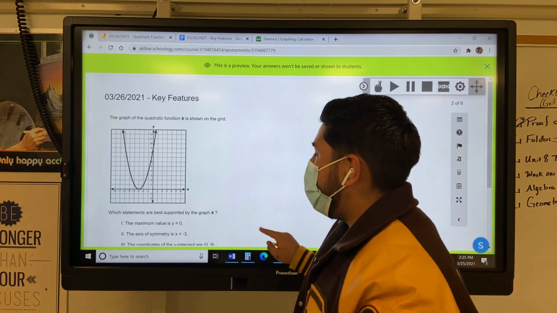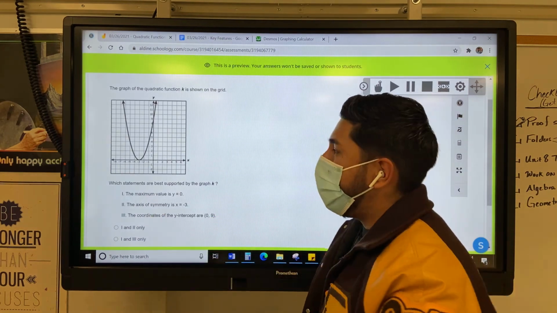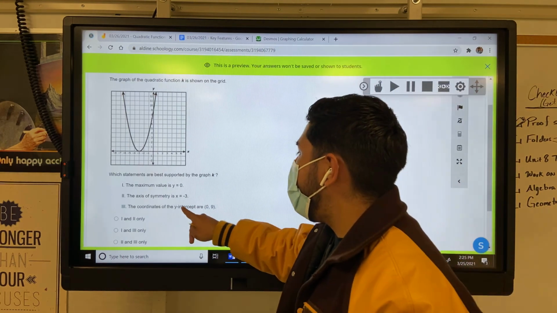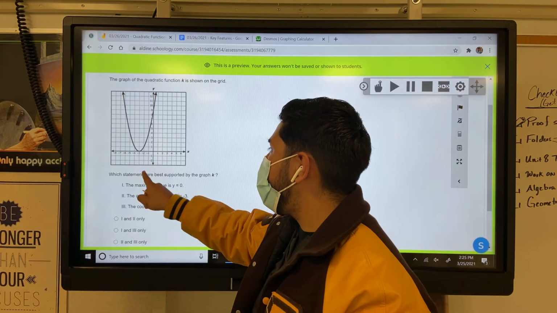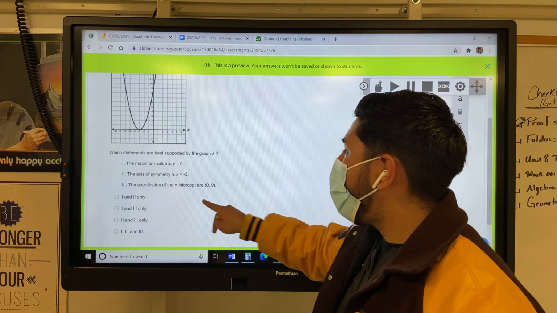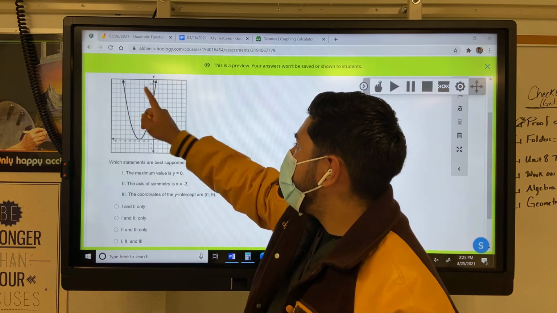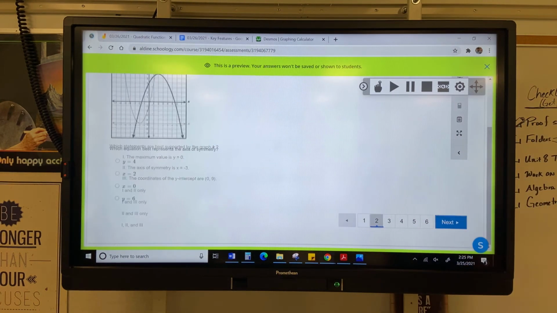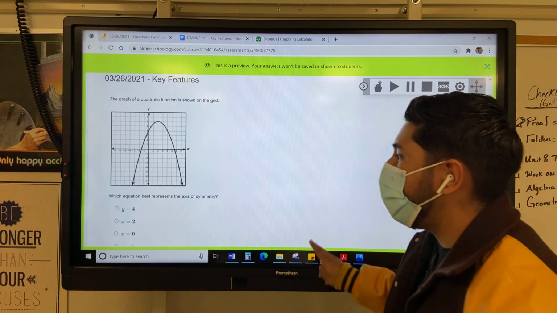You're identifying the key stuff. If the maximum value is there equals 0, great, put it. If the axis of symmetry is x equals negative 3, boom, put it. If the coordinates of the y-intercept are 0, 9, check it out. Tell me which ones are true and which ones are not true. That's a pretty hard problem, critical thinking.